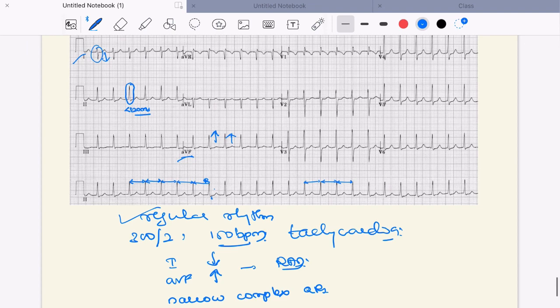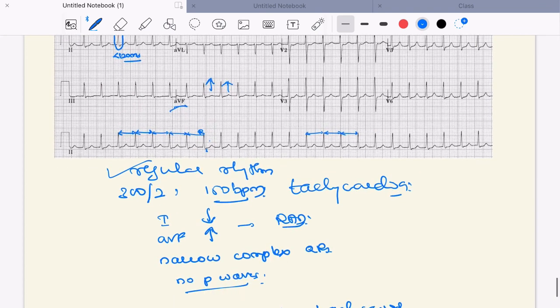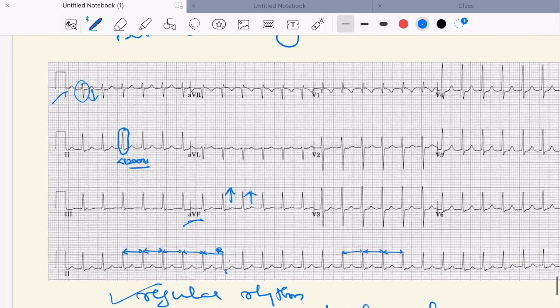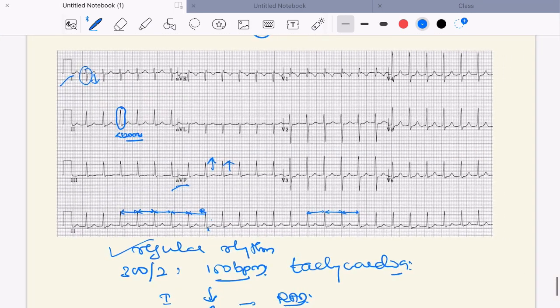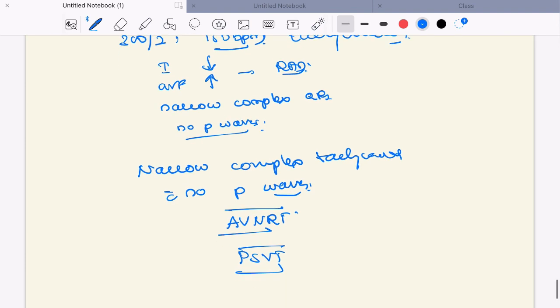And you see the QRS morphology. They are narrow, that is normal in duration, less than 120 milliseconds. So it is a narrow complex tachycardia. Narrow complex tachycardia, but there are no P waves and the rhythm is regular. A regular, narrow complex tachycardia with no P waves means it is AVNRT, or simply called PSVT.